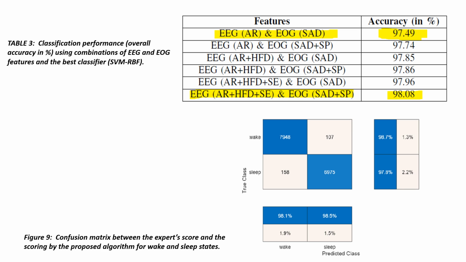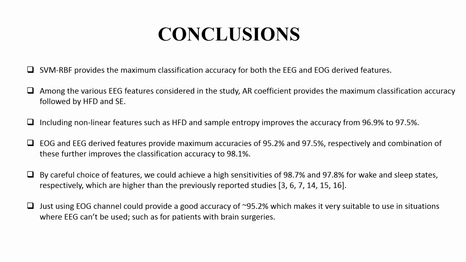Below, we have shown a confusion matrix between the expert score and the score that has been predicted by the proposed algorithm for the wake and sleep states. On the diagonal, we can see the number of epochs which are correctly classified are 7,948 for the wake state and 6,975 for the sleep state. And we are able to achieve 98.7% sensitivity for wake and 97.8% sensitivity for the sleep state, which is remarkable.